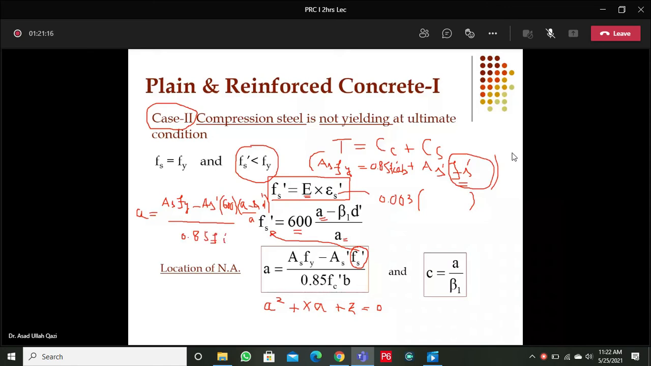B. You can take this denominator on the left hand side and then cross multiply this with A. You will get A square 0.85 FC prime B. And this A will also be multiplied with AS FY. You will get A AS FY minus, then you will get AS prime 600 into A. Then again, plus AS prime 600 into beta 1 D prime. So please expand this equation and give me a quadratic equation of A. Whether we get plus or minus sign over here in between, just let me know.